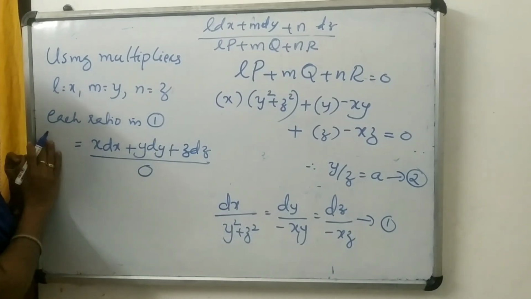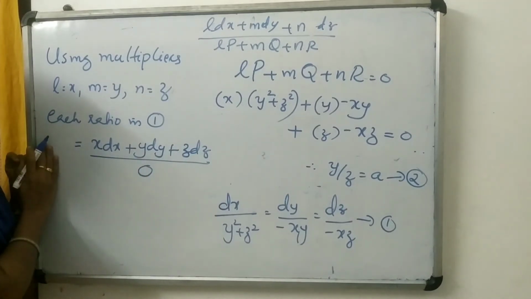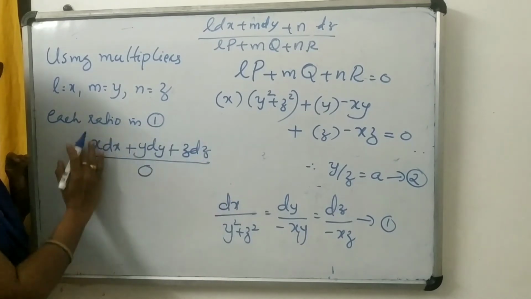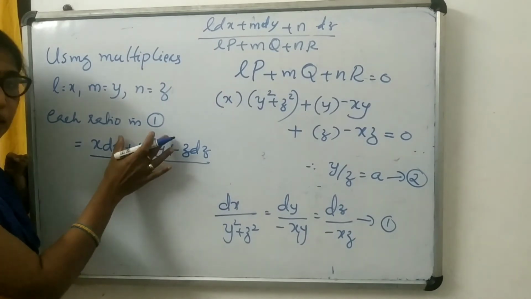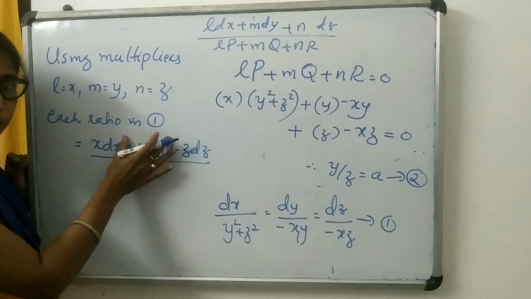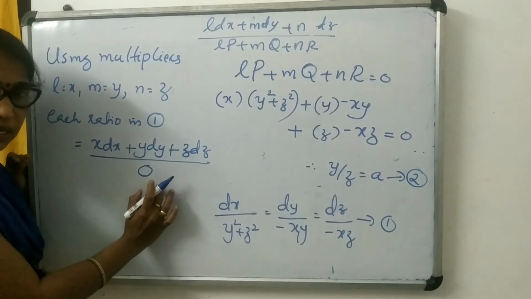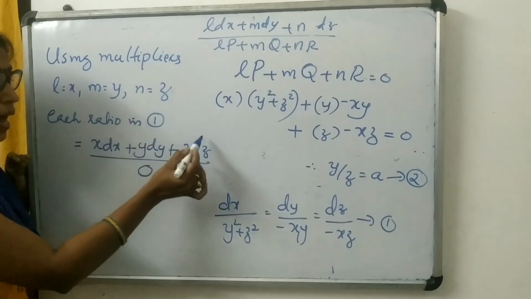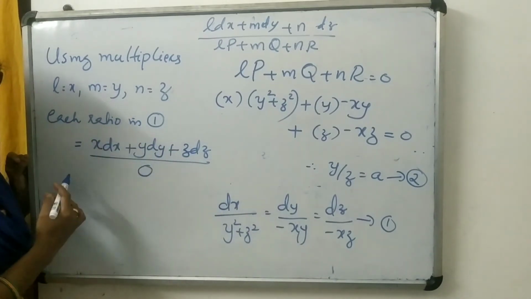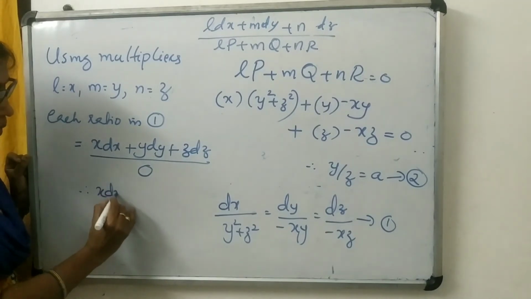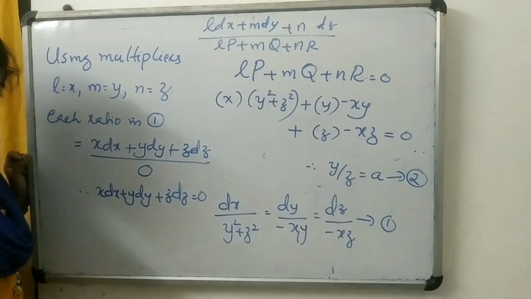Therefore, we are using cross multiplication here. By cross multiplying, this 0 comes to this side and this side becomes 0. Therefore, we can write the numerator as 0. In all the problems, we make the denominator 0 and we equate the numerator to 0. In this multiplier method, this is the usual form: we make the denominator 0 by choosing L, M and N, and we equate the numerator to 0. So therefore x dx plus y dy plus z dz is equal to 0.